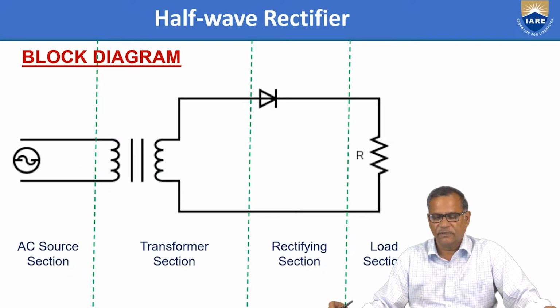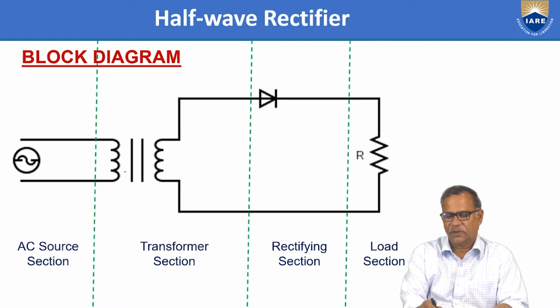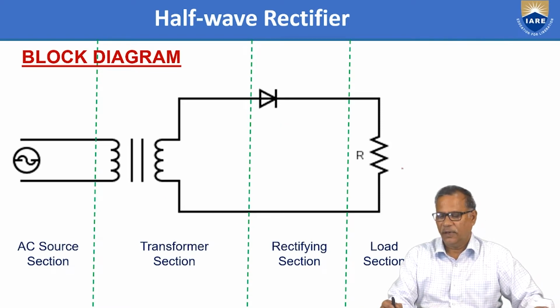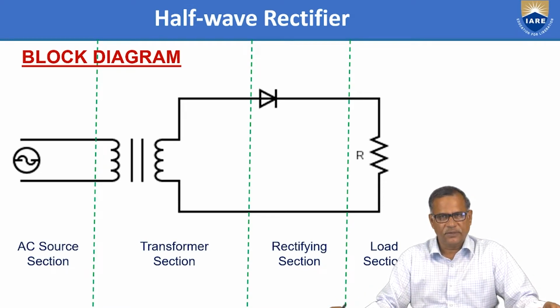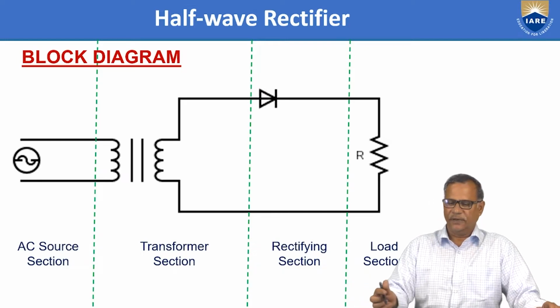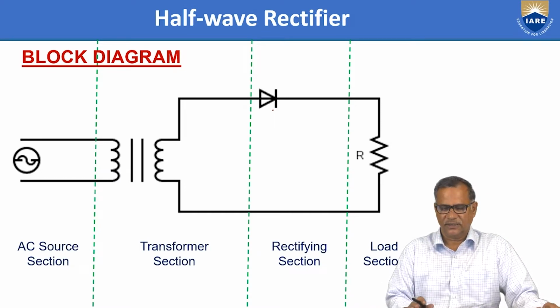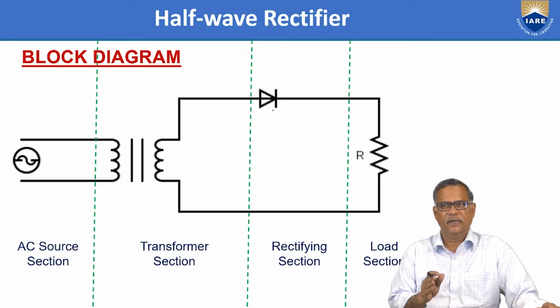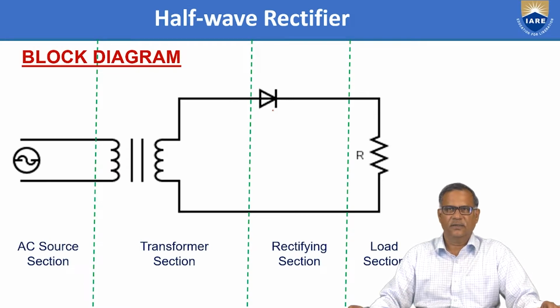So this is the circuit of the half-wave rectifier, and this is the AC source, and this is the transformer section, and here we have one diode, and this is the load. Normally we use a step-down transformer, wherein 230 volts AC is applied and it is stepped down to lower voltages, and the lower voltage is rectified using this diode. So there are three sections: one is the transformer section, another is the rectifying section, and the last one is the load section.